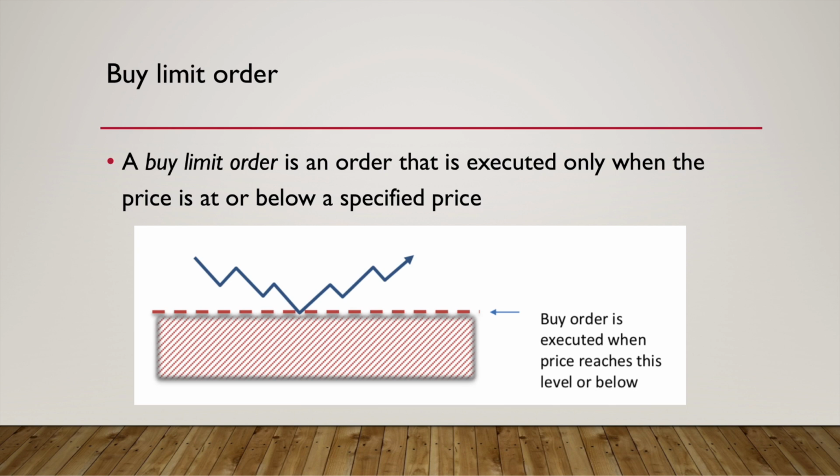Now alternatively, you can use the buy limit order instead of a market order to get the cheapest possible price by setting the buy limit above the current market price. So if we set the buy limit above the current market price, then we will immediately enter into the trade, or the trade will be executed immediately.